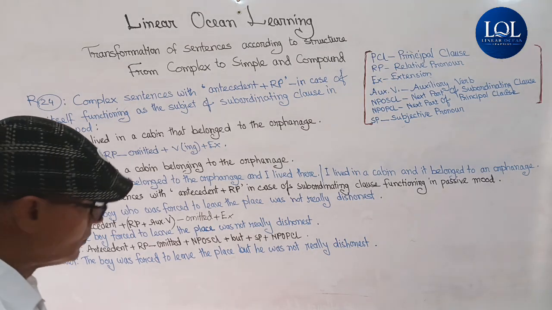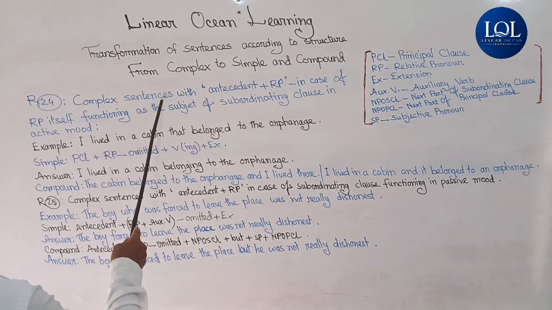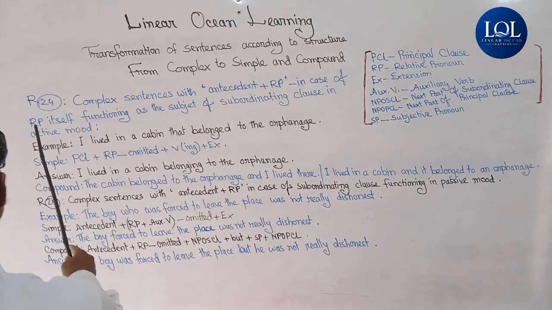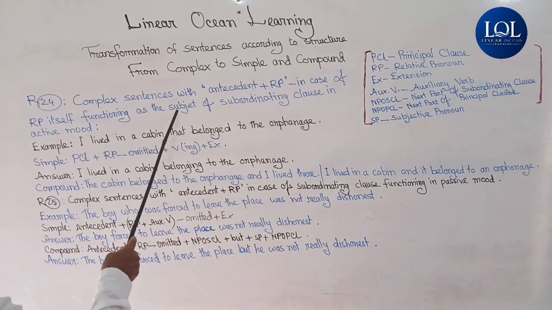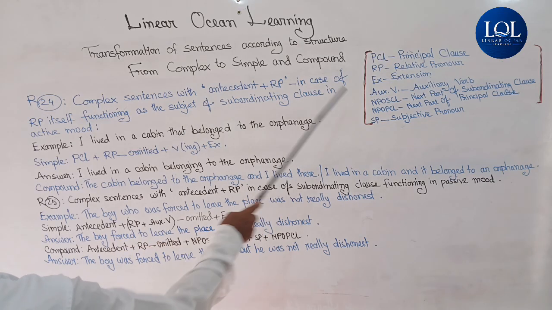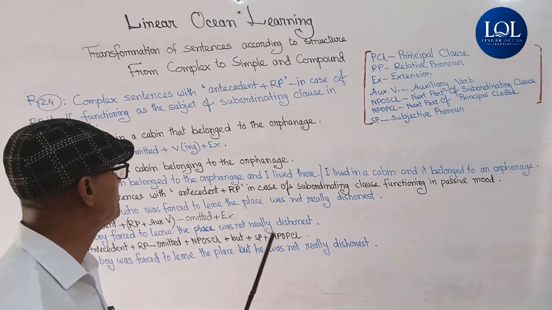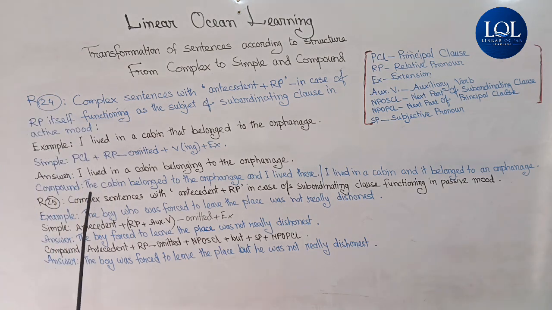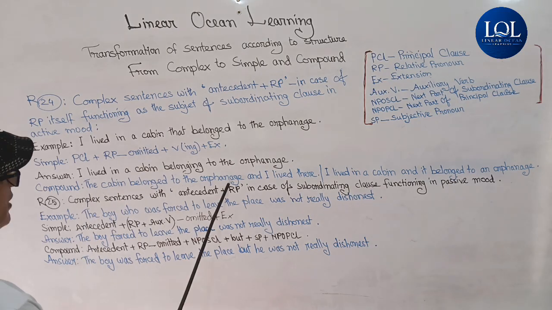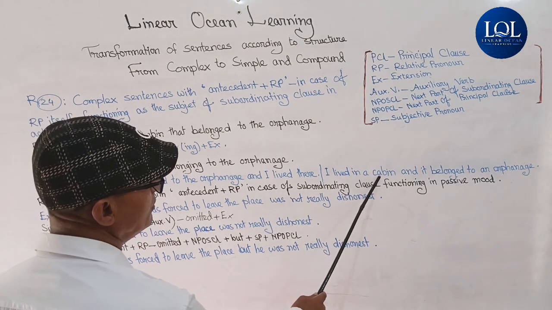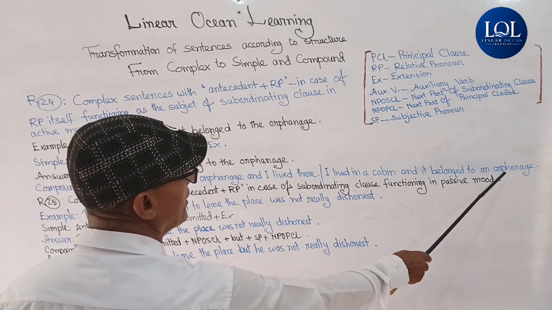Viewers, complex sentences with antecedent plus RP in case of RP itself functioning as the subject of subordinating clause in active mood are not in practice to transform to compound sentence. However, I have made compound somehow. The cabin belonged to the orphanage and I lived there, or I lived in a cabin and it belonged to an orphanage.